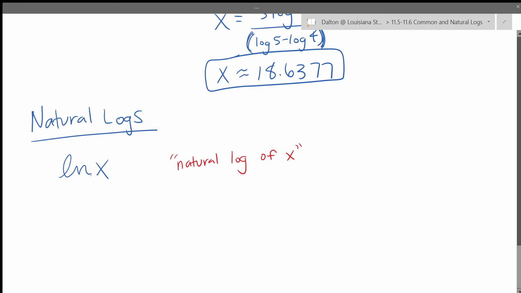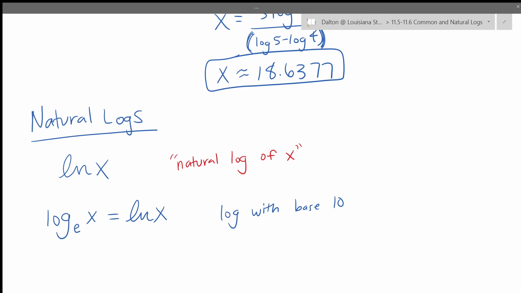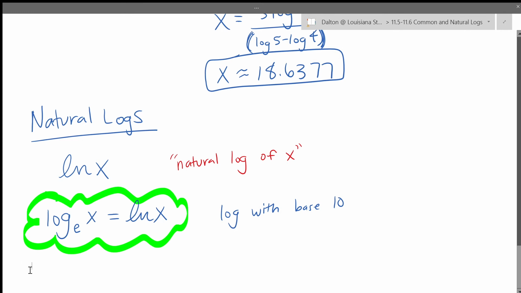And then sometimes you'll see people put the contents on the inside in parentheses, just like with logs, but not all the time. So basically, kind of like common logs, natural logs have an understood base. And here's what we got. If you have log base e of x, then this is the definition of a natural log of x. So essentially, it is just a log with base e. So those are the two commonly used bases: the common log of base 10, and then sometimes we'll use a base of e for natural log.